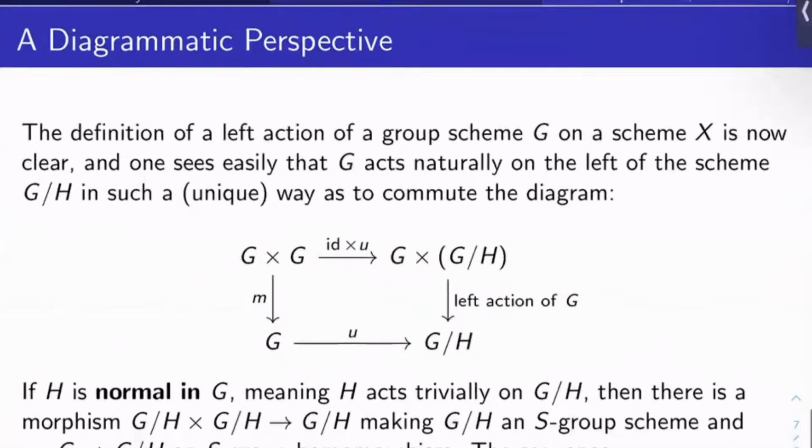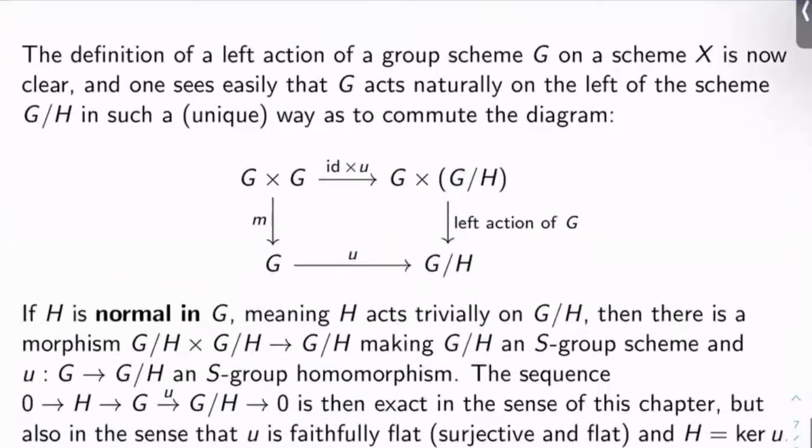Let's conclude by looking at all this diagrammatically. The definition of a left action of a group scheme G on a scheme X is now clear from the previous slides. And you can easily check that G acts naturally on the left on the scheme G mod H in a unique way that makes the following diagram commute. You expect all this to happen, right? You've got G cross G to G cross G mod H given by ID cross U. You've got the multiplication map M on the left. You've got the left action map of G on G mod H on the right. And you've got the U map on the bottom. Of course, this should commute, right?